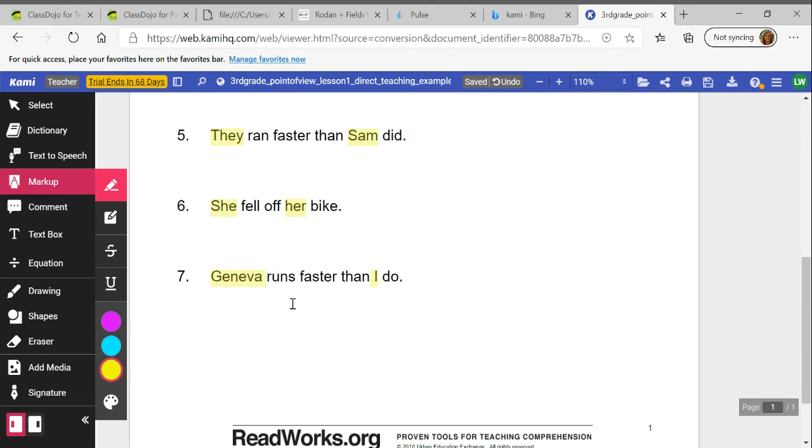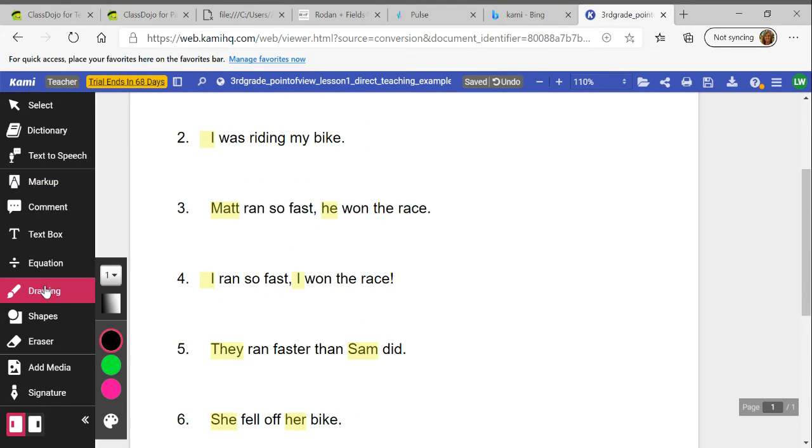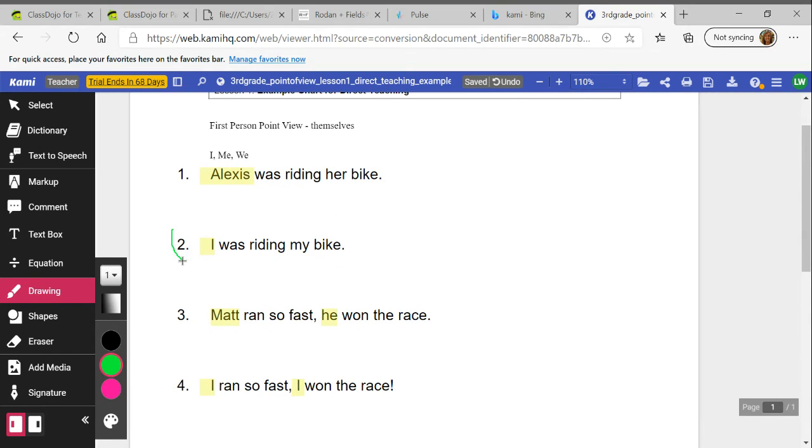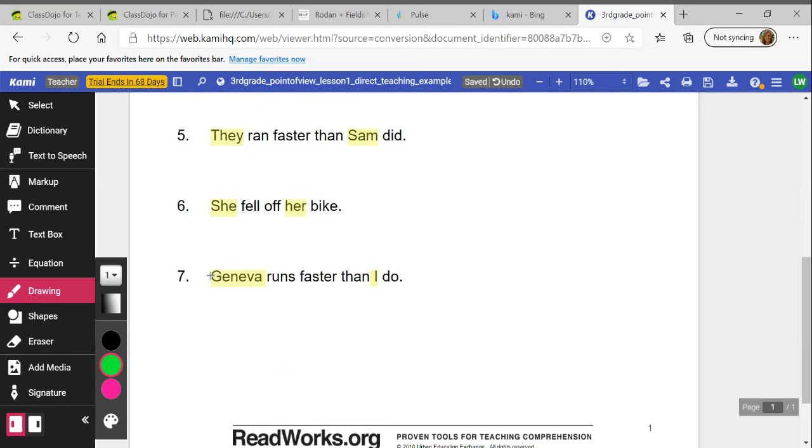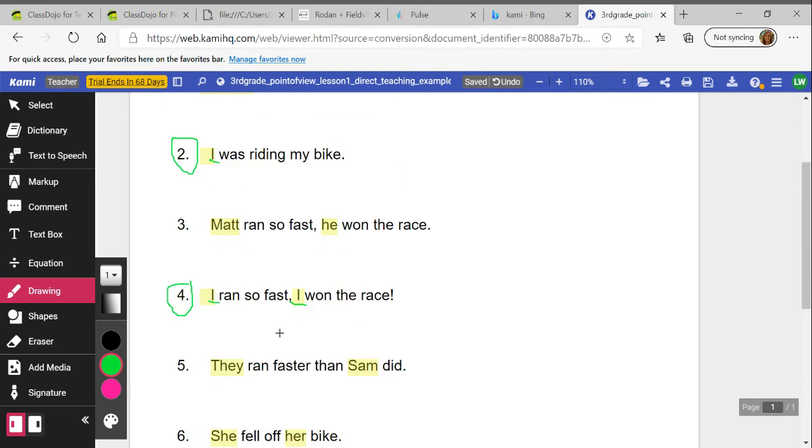So if I'm going back through and looking again, I'm going to notice here that we had sentence 2 with I as our main person being first person point of view. Sentence 4 here said I and I, so this was first person. And sentence 7 was comparing Geneva to me, and so this one was also first person.